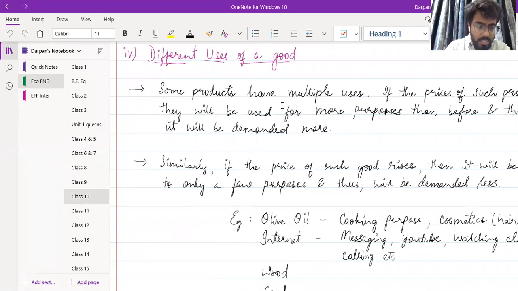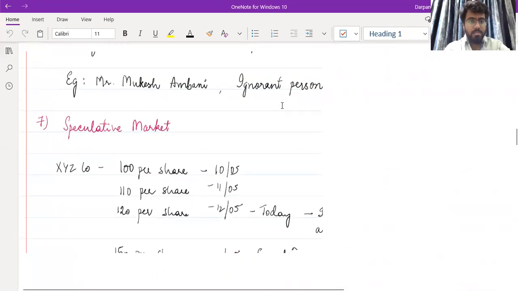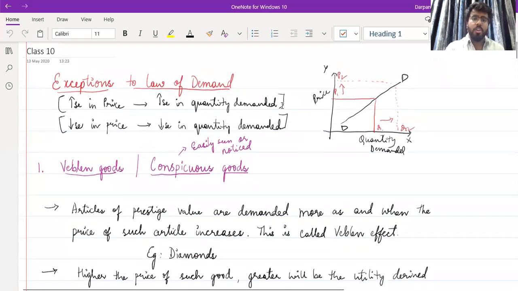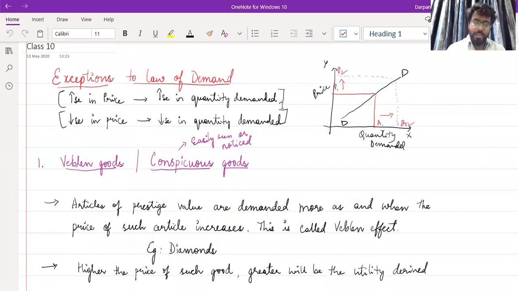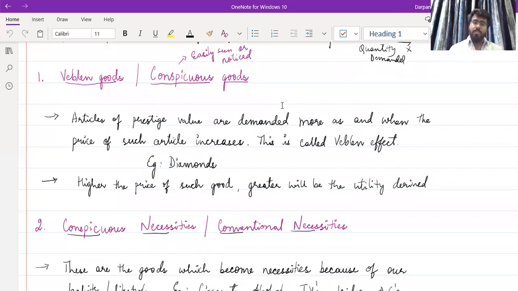Now come to your next class, class 10. And as you might have seen from the test, what is the most important topic? Obviously, elasticity of demand. Then we saw exceptions to the law of demand. The first one is what? Veblen or conspicuous goods. What are these goods? These are your prestigious goods. As the price is rising, I told you that the consumer will think, oh, I'm getting more prestige out of these goods, so he'll demand more. These are also called conspicuous goods, right?